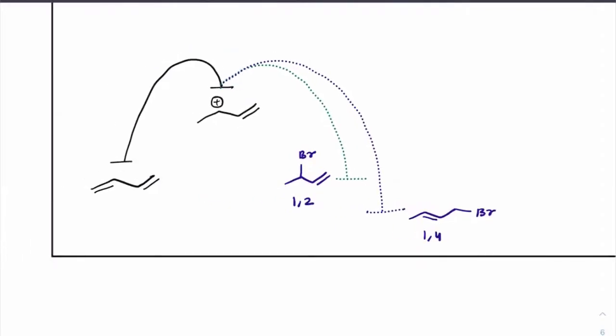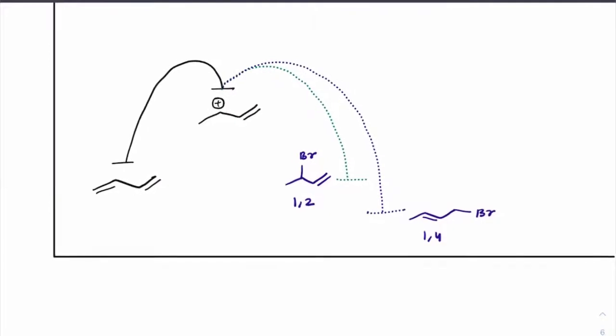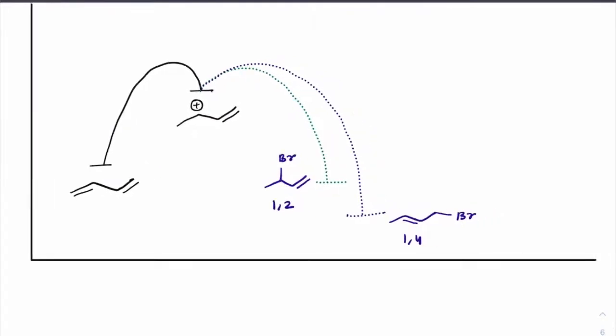So let us try to analyze the energy here. In the first case, what happened here? Up to carbocation, everything is fine. But from the carbocation, it could take a route to give 1,2, or it could take a route to give 1,4 addition. Got it?